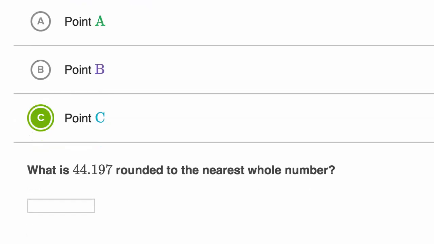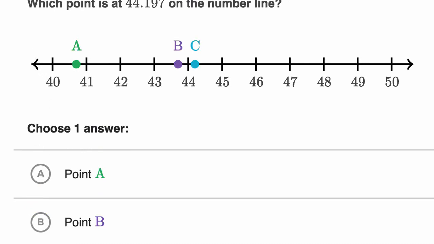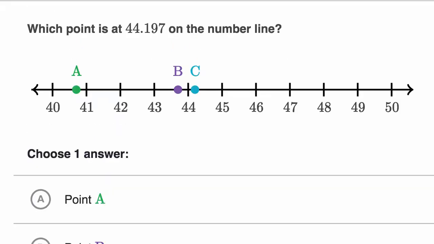And then they say, what is 44.197 rounded to the nearest whole number? Well, there's a couple of ways to think about it. You could just look at the tenths place and say, look, that's less than 5, so we round down to 44. Or a more intuitive way of thinking about it is like, look, point C is the number we care about. That is 44.197. What's the closest whole number to it? Is it closer to 44 or is it closer to 45? Well, it's clearly closer to 44. And so that's another reason why 44 makes a lot of sense.